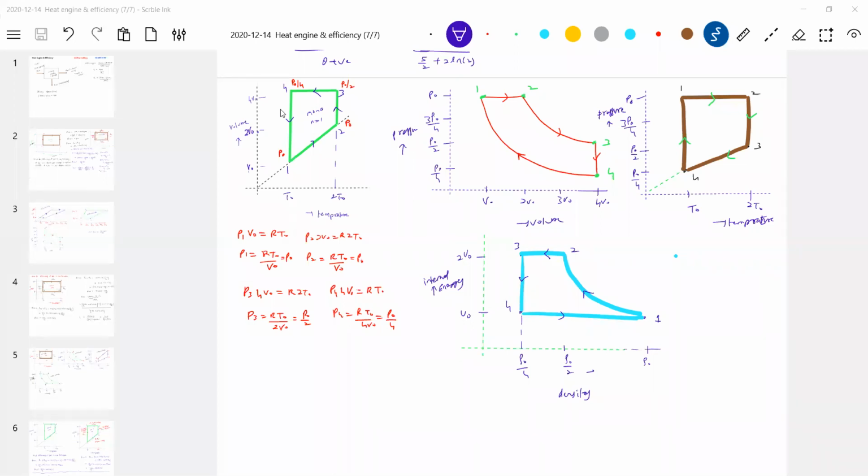Yeah, 4 V naught, no, volume is 4 V naught at point 4. So density will become rho naught by 4. 3 and 4 have density rho naught by 4, correct? No, it is.